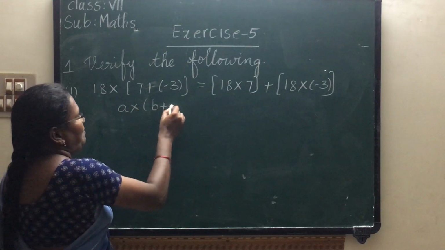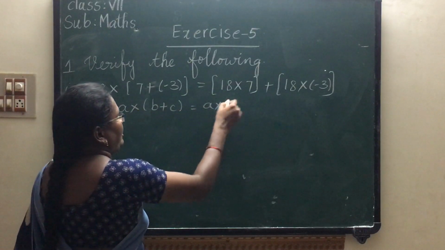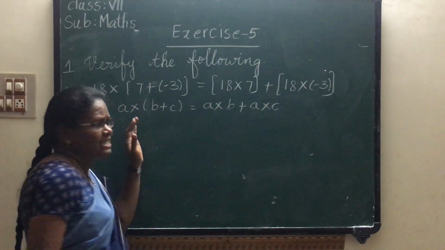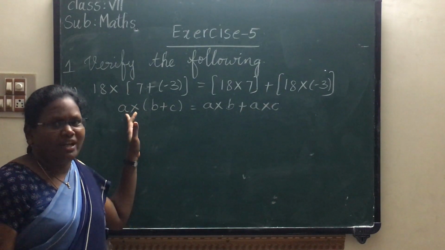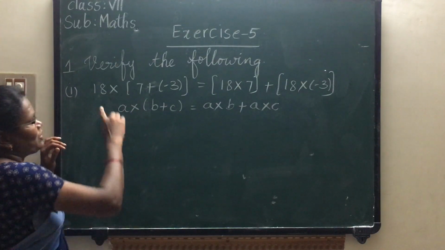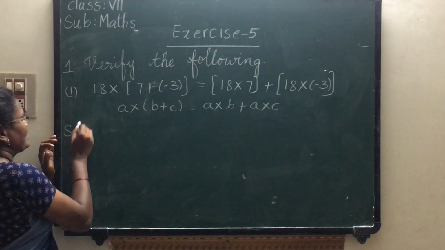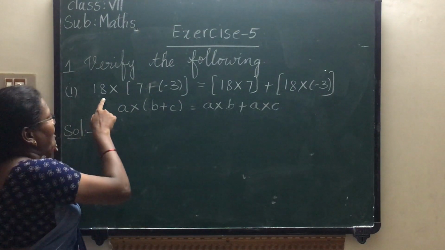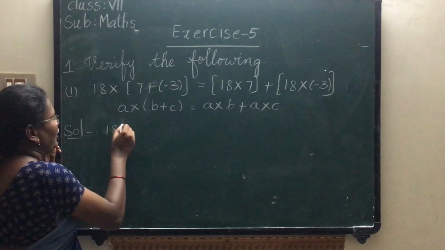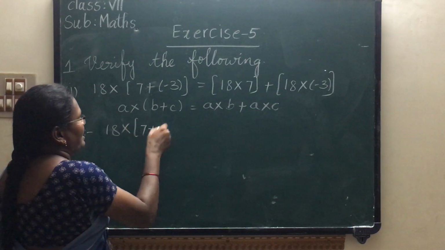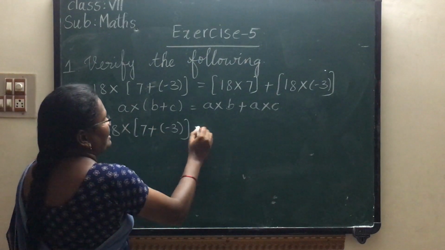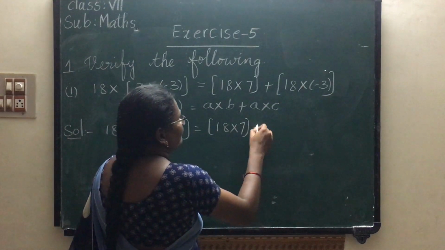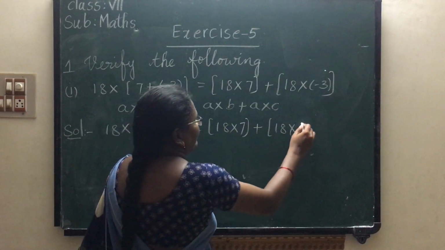A into (B plus C) is equal to A into B plus A into C. Which property is this, children? Distributive property over addition. Now we have to check whether LHS is equal to RHS, whether this property is satisfied or not. We have to see now. A value 18 into (7 plus of minus 3) is equal to 18 into 7 plus 18 into minus 3.